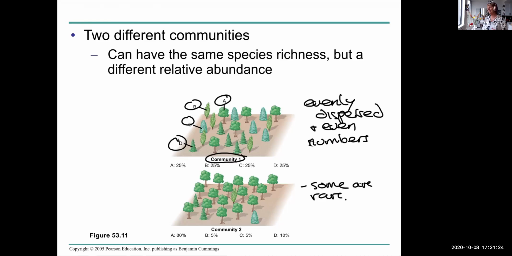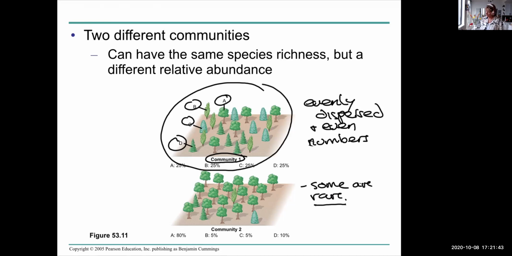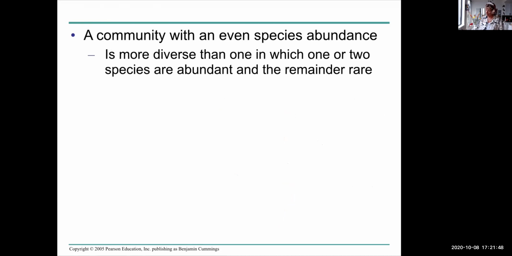And it's a bit of a jargony sort of thing, the way ecologists talk about a community. Usually, if you say there's a lot of diversity, this community would be considered more diverse. And the one that has just a few very rare species would not be considered as diverse. So a community with even species abundance is more diverse, according to this definition, than one in which one or more species are abundant and the remainder rare.